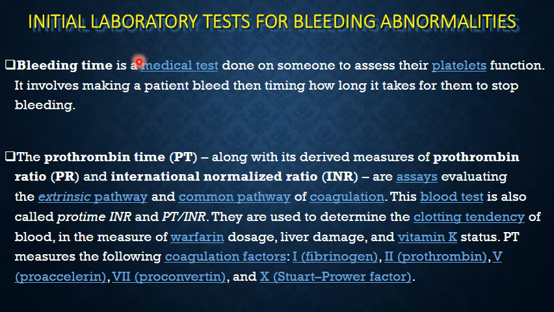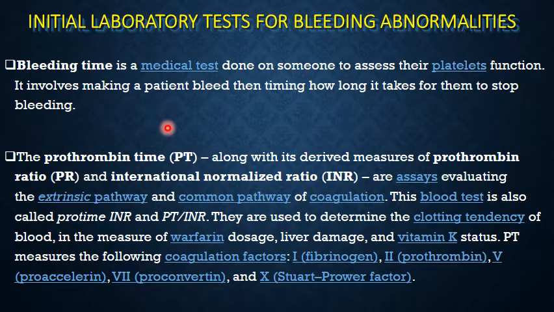The initial laboratory tests for bleeding abnormalities. When we have a patient with abnormal bleeding, what laboratory tests would be done for those patients? First, we have to know certain important terms regarding the laboratory investigations performed in the lab. These are common before surgery, and should be done for the patient in order to know the hemostatic state, the state of the patient regarding platelet function and coagulation function. Therefore, these tests should be done for those patients as a preoperative investigation.